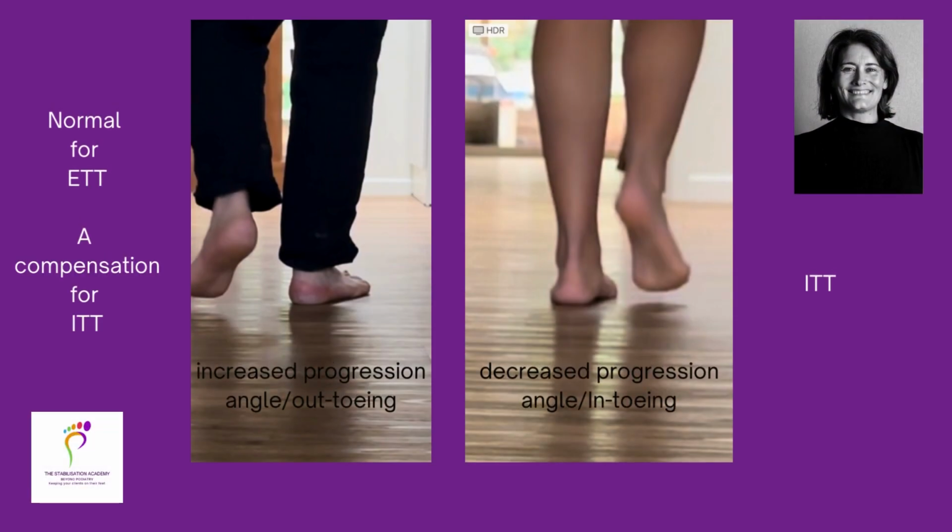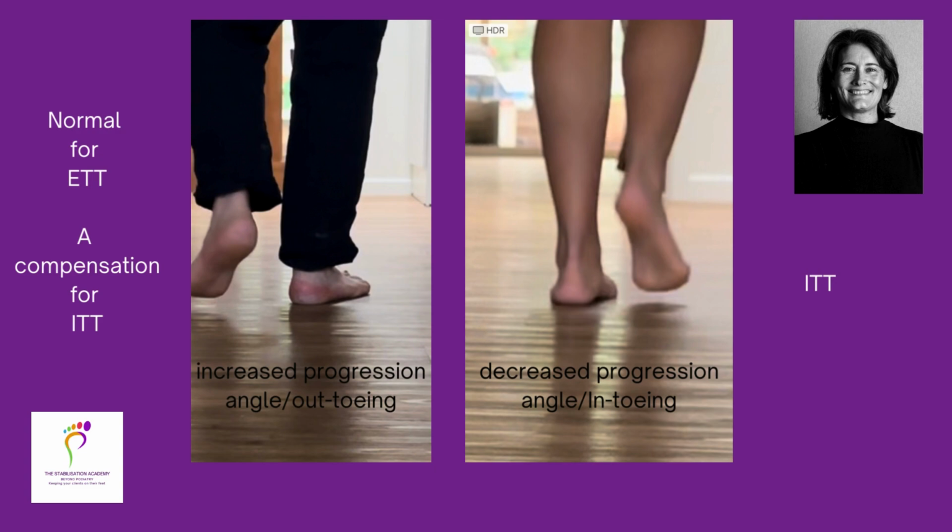Next up, we have progression angles, or out-toeing and in-toeing. So these are usually compensations due to internal tibial torsion or external tibial torsion. When you have an increased progression angle, it is quite normal for a person with external tibial torsion to walk with their feet outwards. And if you get them to walk with their feet straight ahead, they will immediately get medial knee pain, as this is a normal gait pattern for them. However, an increased progression angle can also occur as a compensation for internal tibial torsion, depending on what's going on at the hip and the forefoot.